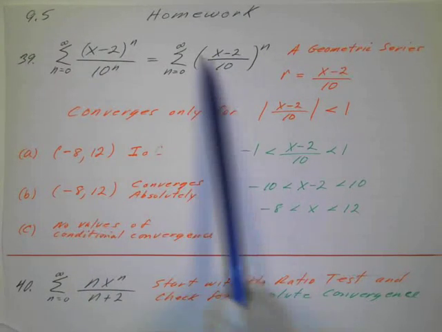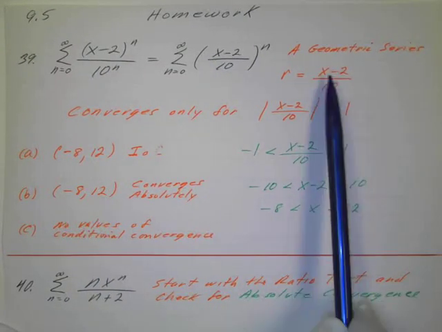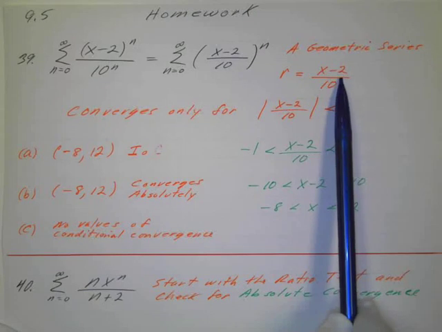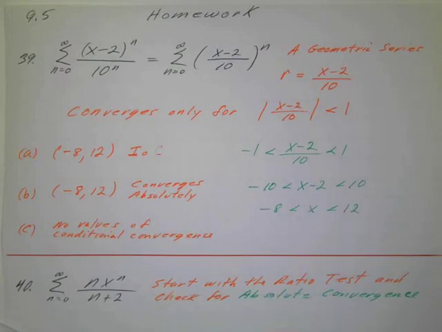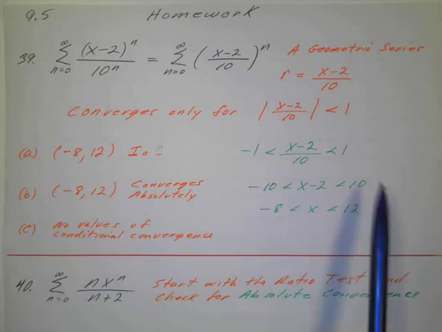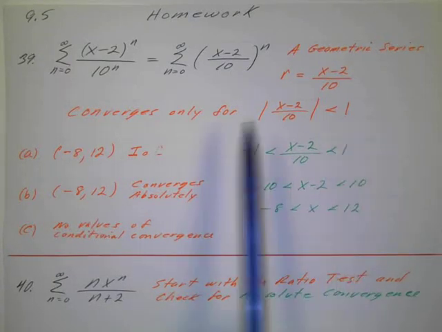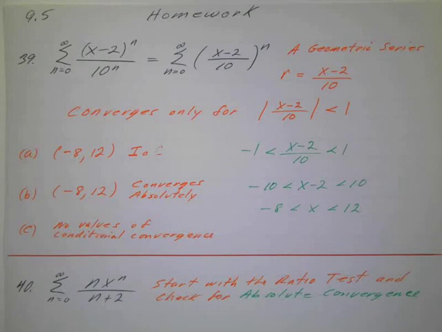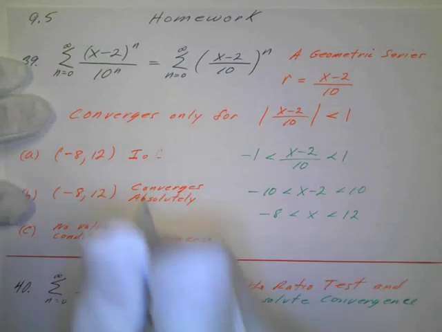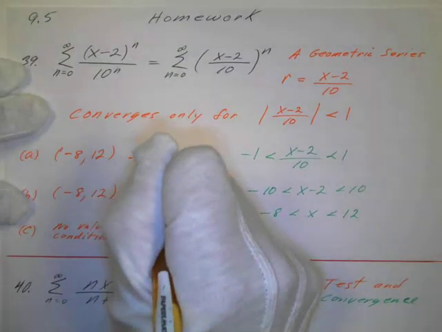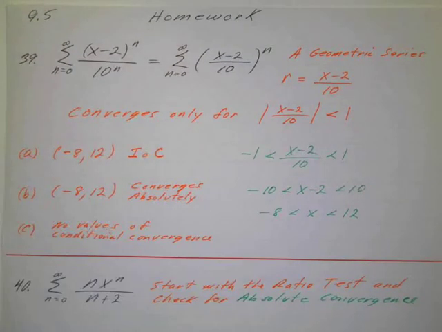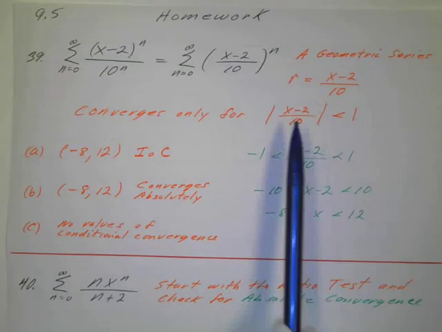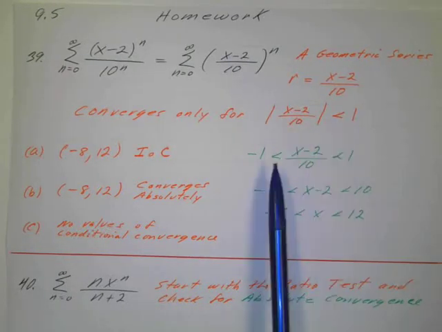If we rewrite it like this, we can see that it's a geometric series, and r is (x − 2) over 10. So this converges only for, remember, the absolute value of r less than 1, so that would be the absolute value of (x − 2) over 10 is less than 1. All right. So we can just rewrite this as our inequality. We can break it up.